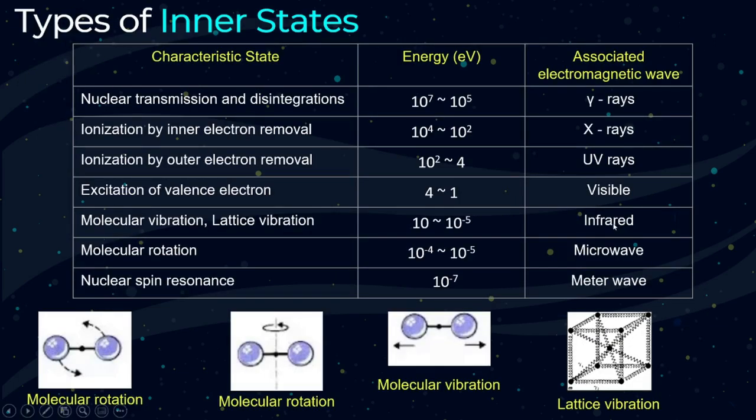In this table, different types of inner states are classified and their associated electromagnetic waves are listed below. As an example, gamma rays are radiated in nuclear transmission and disintegrations. Ultraviolet rays are radiated by ionization through outer electron removal. Visible light is radiated when valence electrons are excited, and infrared rays are radiated in molecular vibration or lattice vibration situations.